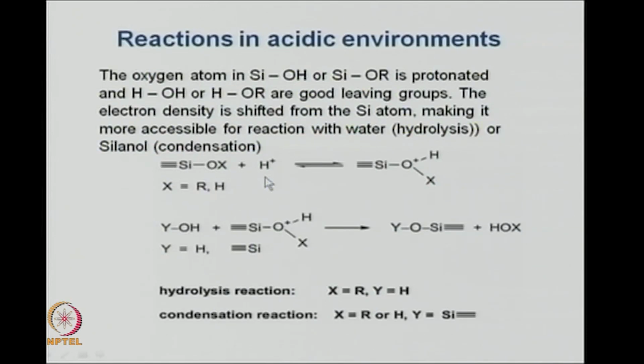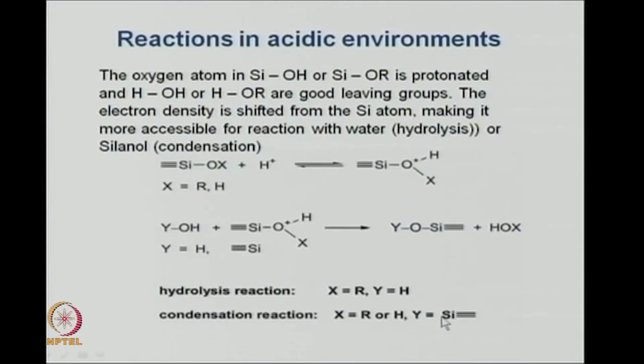The proton in an acidic environment reacts with this alkoxy group to form this OH plus group, and then it reacts with another hydroxyl group to form a water molecule or an alcohol molecule, which leaves, giving you back a siloxane type moiety. So, if this is silicon, you have a silicon O silicon siloxane moiety, or if this is a methyl group, then you will have a methyl oxysilicon moiety. So, it depends on what kind of reagents they are.